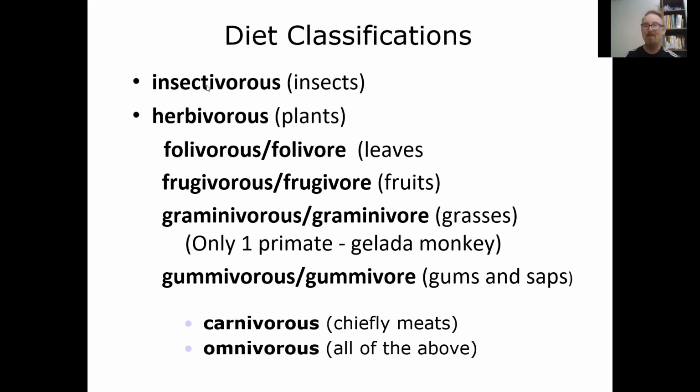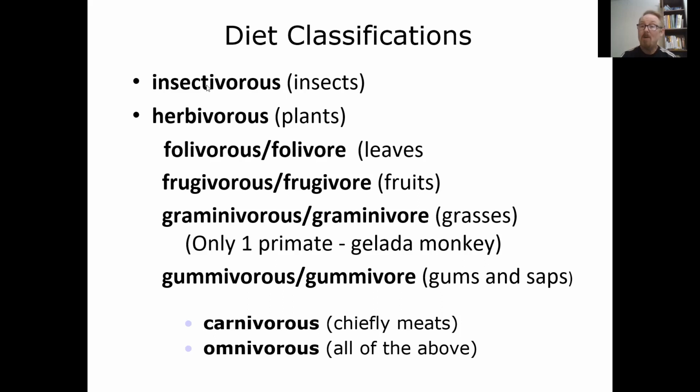Today we only have one living primate that's actually a graminivore, eating grasses. It's very, very rare among primates. We almost eliminate that category, but I don't want to, because gelada monkeys are important as a group on their own, though they're a small proportion. Most primates out there nowadays are folivores and frugivores, eating either leaves or fruits.